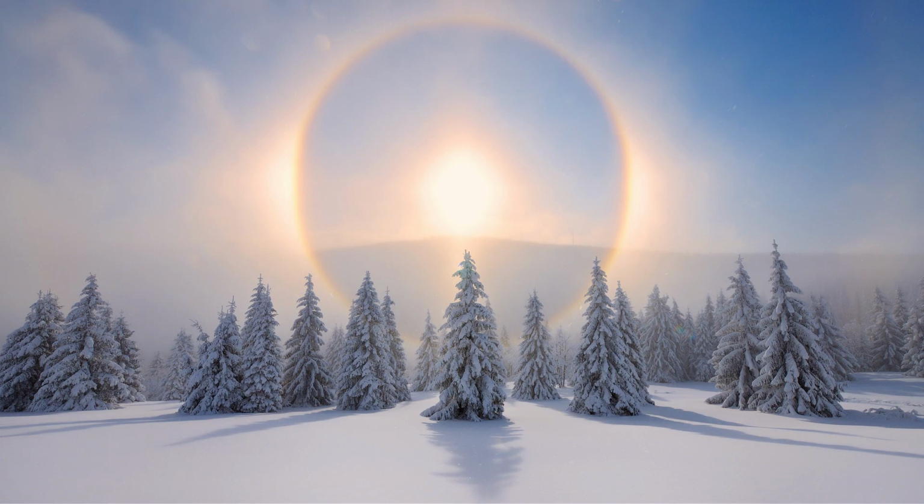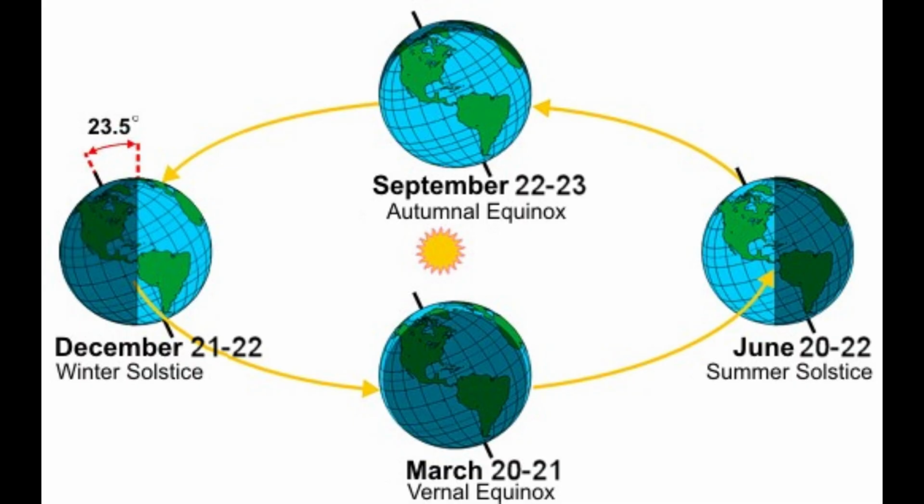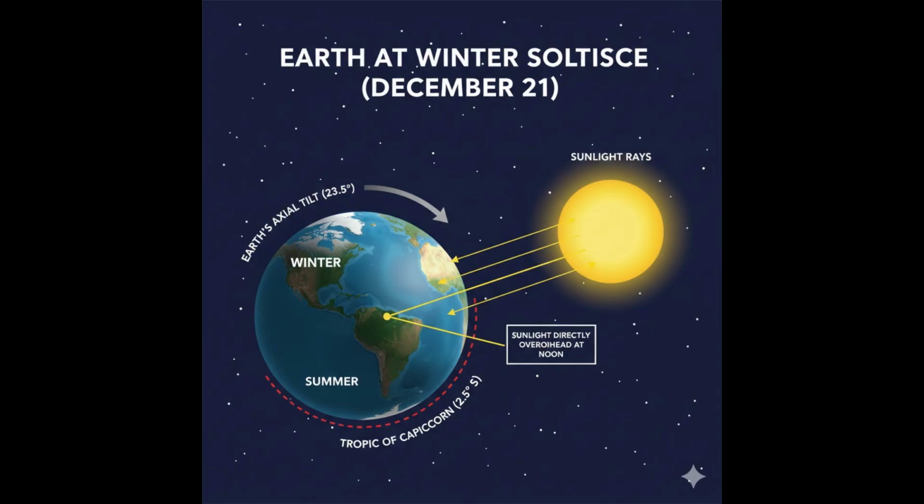On December 21st, the Earth experiences the winter solstice, during which the North Pole is tilted furthest away from the sun, and it is now overhead at local noon at latitude 23.5 degrees south, the Tropic of Capricorn.